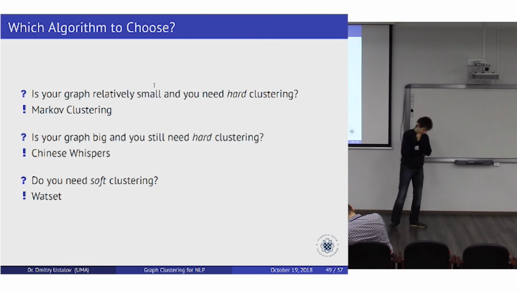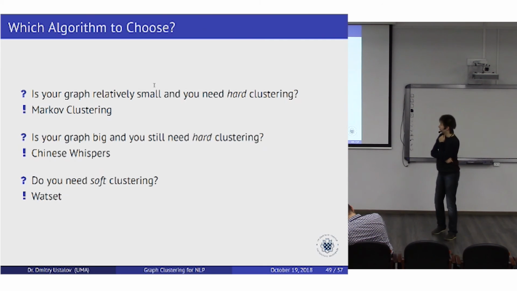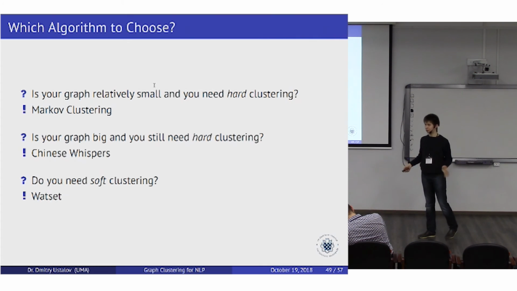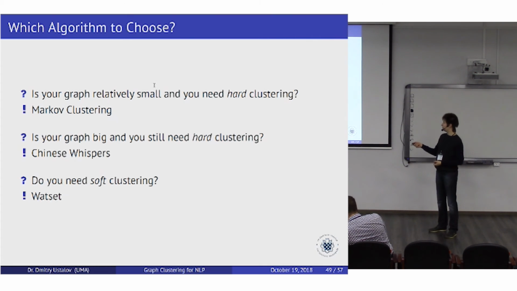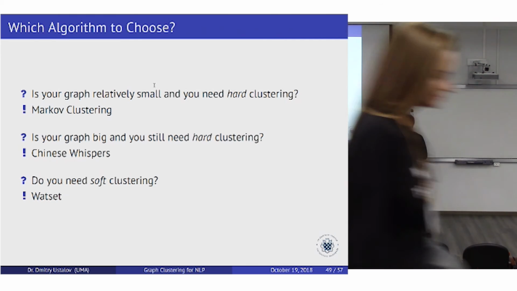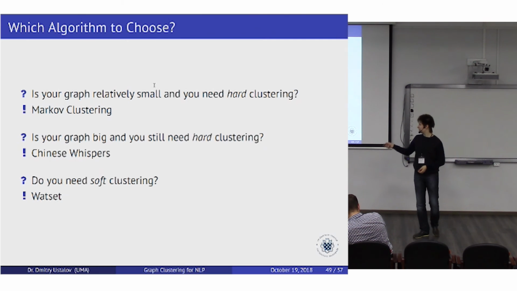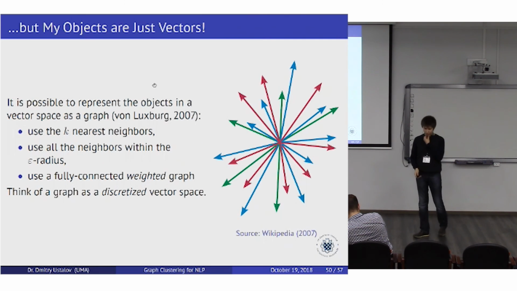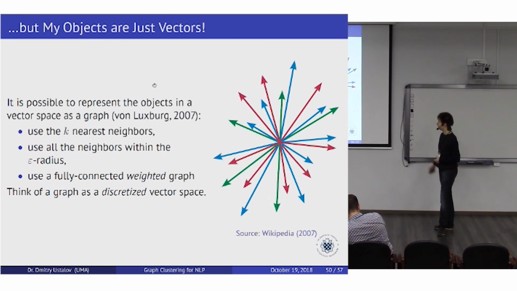A quick guide on what to do if you want to do graph clustering. First, if you need hard clustering, do Markov clustering. It's an awesome algorithm, it's very efficient. If your graph is very big and Markov clustering takes a lot of time, use Chinese whispers. It's super fast. In case you need soft clustering, there is MaxMax, I think, which is specific to graphs.